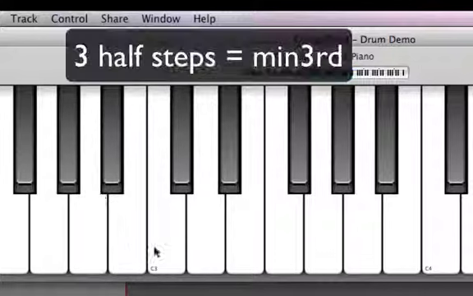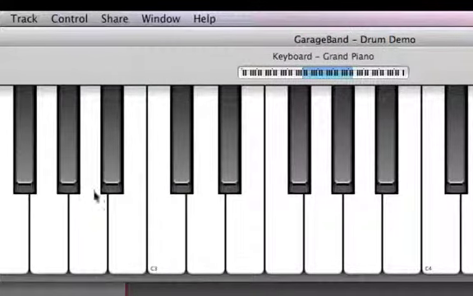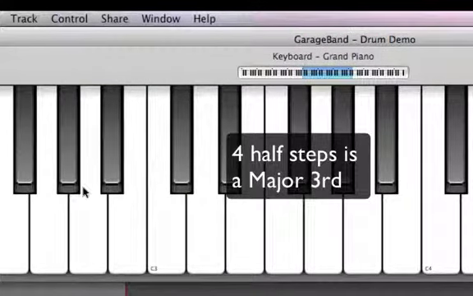3 half steps, it's a minor third. C down to A flat is a wider distance by a half step. 4 half steps, that's a major third.